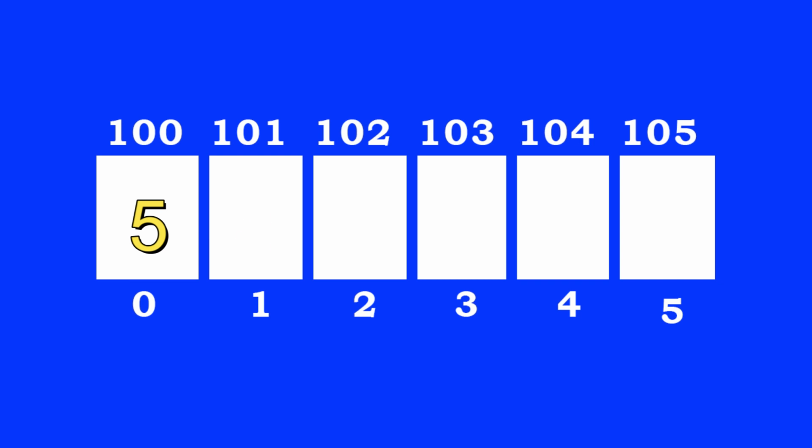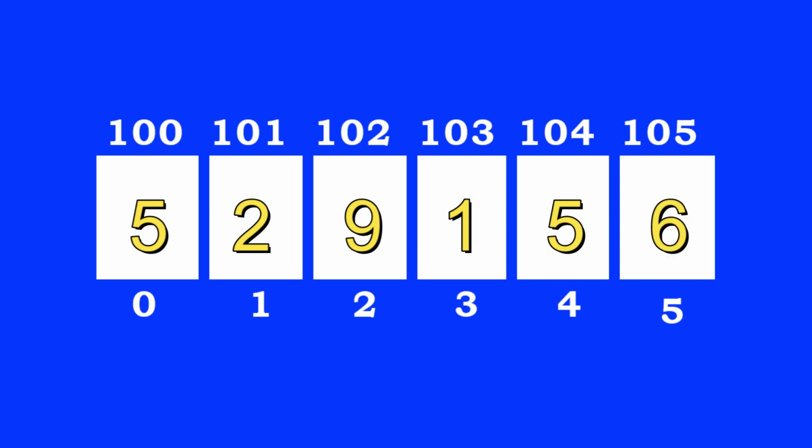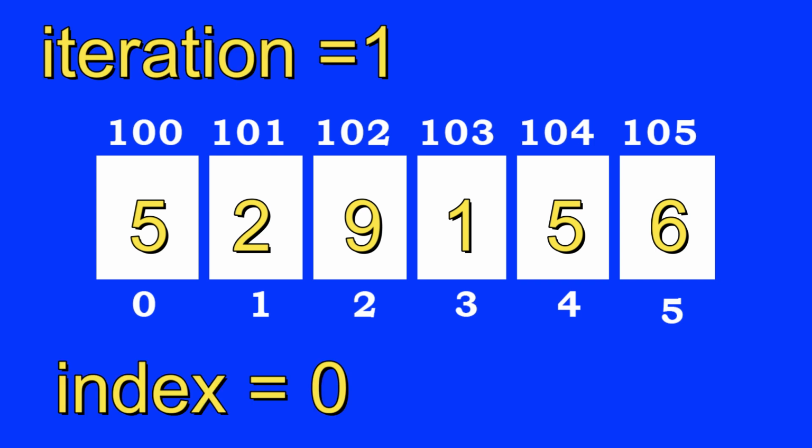Imagine we have an array of unsorted numbers: 5, 2, 9, 1, 5, 6. Bubble sort starts by comparing adjacent elements. Let's start with index 0. 5 is greater than 2. Let's swap the values. Let's increase the index to 1. Now 5 is less than 9, so no swap required. Let's move on.